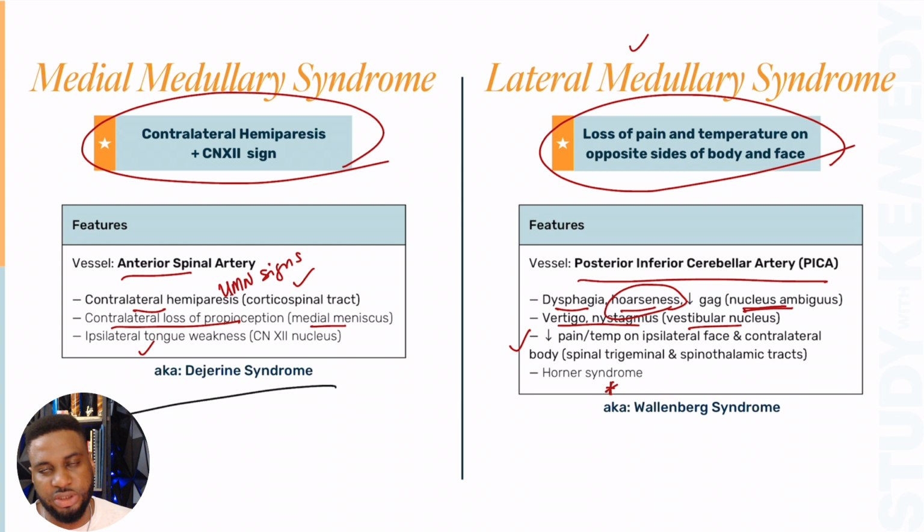In medial medullary syndrome, it's the anterior spinal artery. Remember, the anterior spinal artery ran on the anterior surface of the medulla. And your lateral medullary syndrome is the posterior inferior cerebellar artery. Remember that. It's also called the lateral medullary syndrome of Wallenberg. I like to say the whole name. That way I remember everything, right?